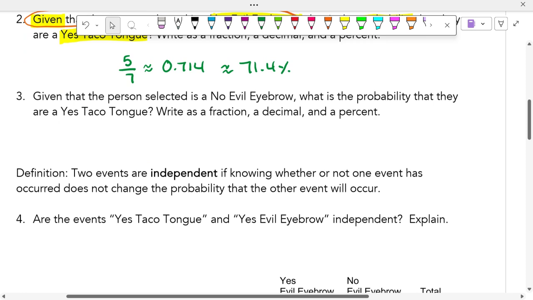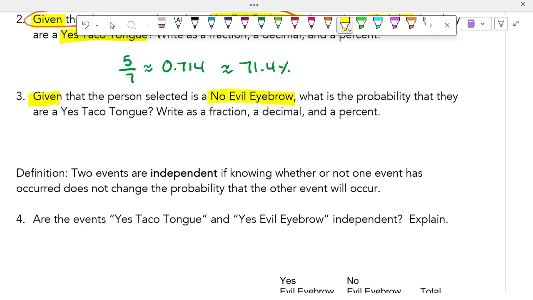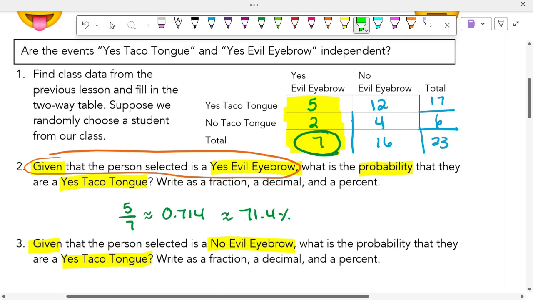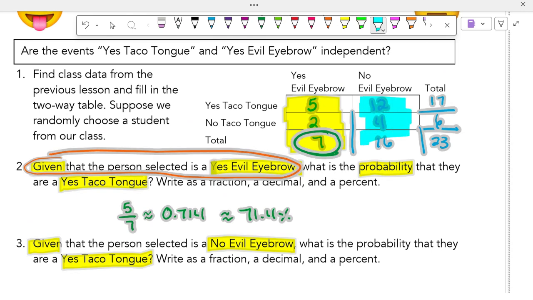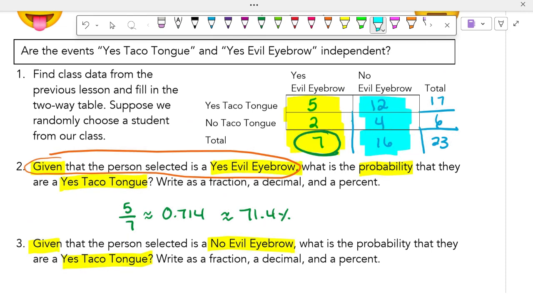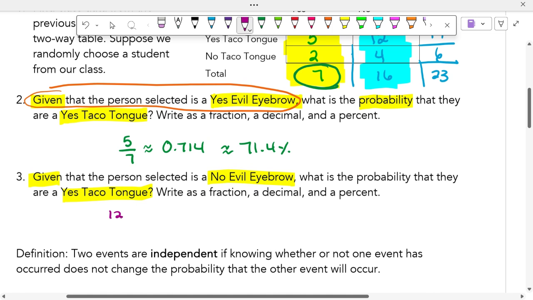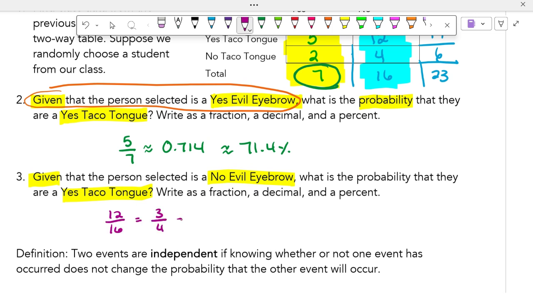Given the person selected is no evil eyebrow, what is the probability that they are yes to the taco tongue? That means we're looking at this column right here. So given that they're no to the evil eyebrow, what's the probability that they're yes taco tongue? 12 out of 16. If I simplify that fraction, it's 3/4, which we know to be 0.75, which we know to be 75%.